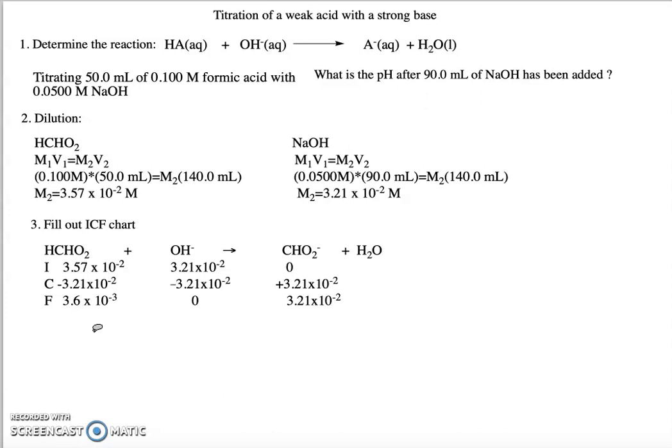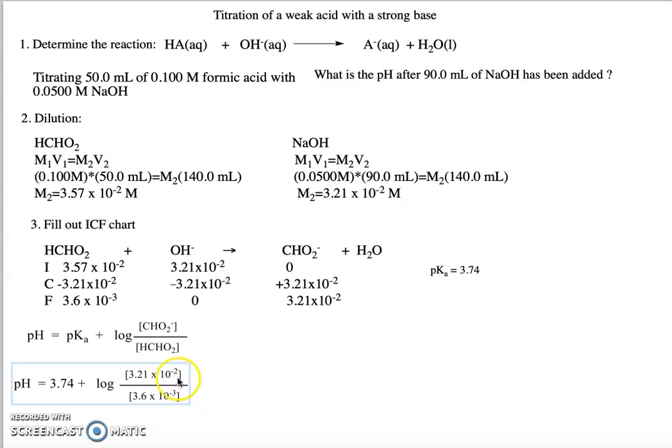We are going to use this time the Henderson-Hasselbalch equation. Because we have weak acid and its conjugate base, we're going to use the Henderson-Hasselbalch equation. I did not tell you this before, but in order to solve this problem, you need to know the pKa is 3.74. So we'll use the Henderson-Hasselbalch equation now. My base goes on the top, my acid goes on the bottom. 3.21 times 10 to the negative 2 on the top, 3.6 times 10 to the negative 3 on the bottom. And when I put this into my calculator, I find that my pH is 4.69.